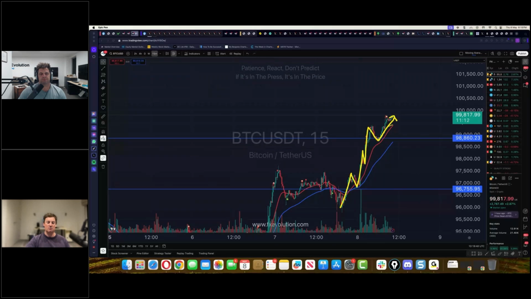The thing with the 20 moving average is it's obviously based on the time frame that you're on, based on those periods, those candles.